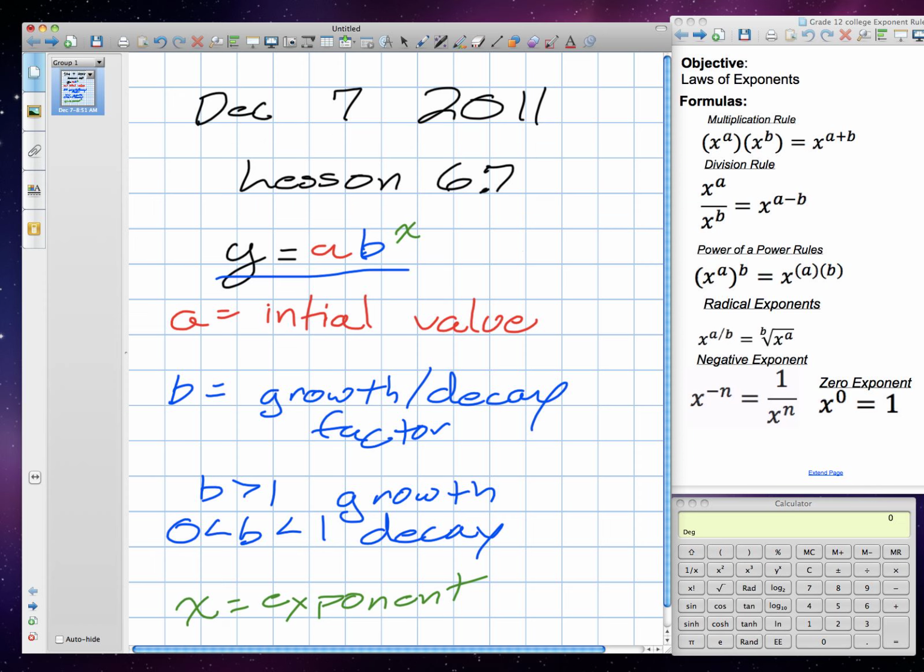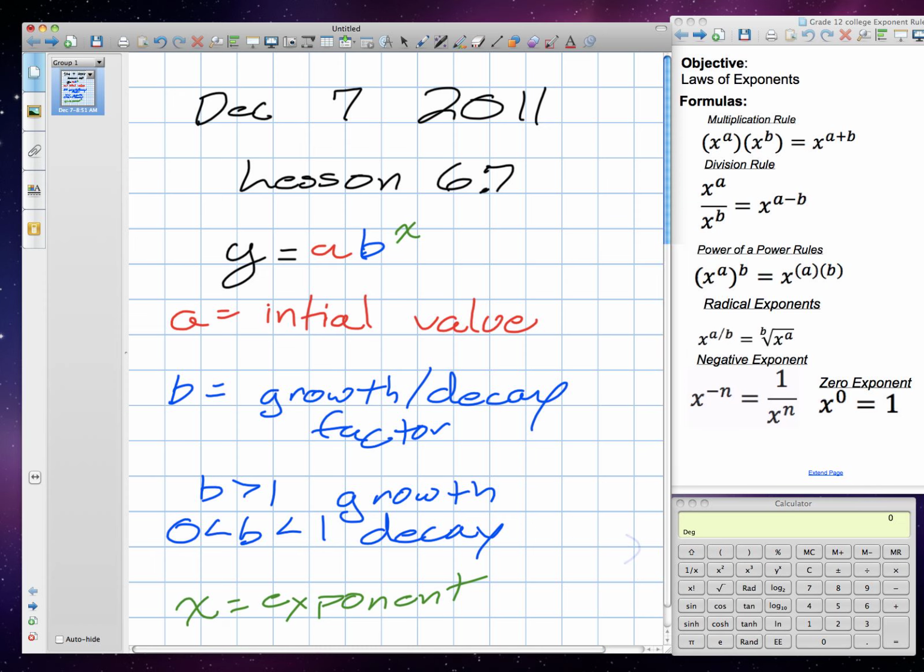We're dealing with an exponential equation. Y is equal to A times B to the power of X. A is the initial value, what we start with. B is our growth or decay factor. So if B is greater than 1, we're growing, we'll have an exponential model that'll head upwards. If B is between 0 and 1, we're going to have an exponential model that's coming downwards. We'll be decaying. And X is our exponent, usually the amount of time passing or the term in the question.